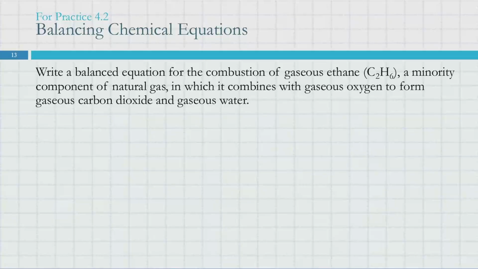Another one. We want to write a balanced equation for the combustion of gaseous ethane. Ethane has the formula C2H6. It is also a component of natural gas, but it's a smaller component. And we're even told, somewhat generously, that combustion combines with gaseous oxygen to form CO2 and water, both as gases.